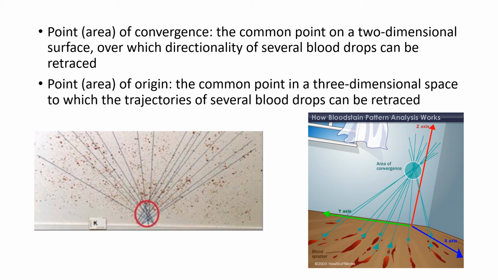So it's the common point in a three-dimensional space to which the trajectories of several blood drops can be retraced. So this not only looks at the direction the blood drops came from, this also accounts for that angle of impact so that they can make these lines, or sometimes they'll use strings, see where that blood came from, and that kind of common point is going to be that area of origin in that three-dimensional space. So that can tell them how far away the victim was from the walls and things that contain this blood spatter.